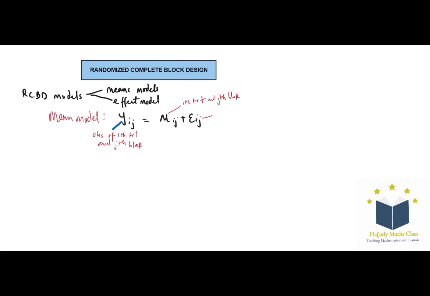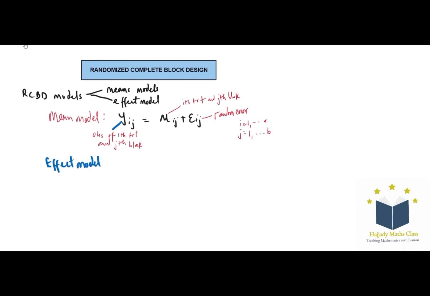And our eij is the same thing as the random error. Don't forget that i ranges from 1 to a, and j is from 1 to b. Having known this, secondly, we're going to talk about the effect model, which is the second form of the model. And don't forget, this effect model is what we are going to make use of.